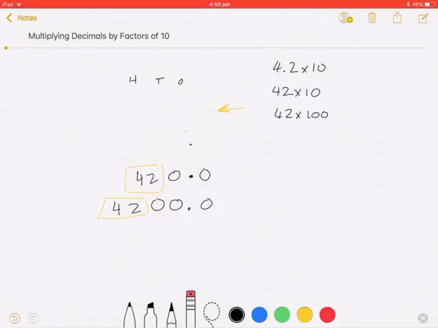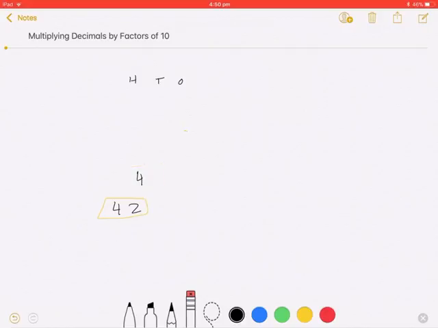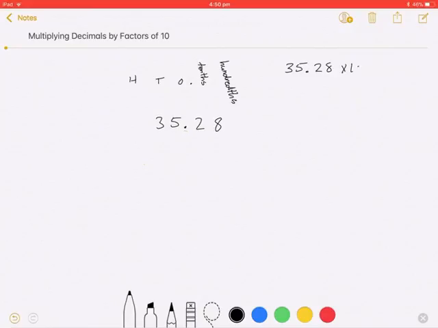Alright, so let's try a more complicated decimal then. Let's try one that goes down to the hundredths. So remember, the key thing that I'm saying to you here is make sure that you understand the decimal place doesn't move. It is the numbers that move past it. Oh, I need an S on hundredths. Alright, so if I've got 35 and 28 hundredths and I want to make that 10 times bigger.